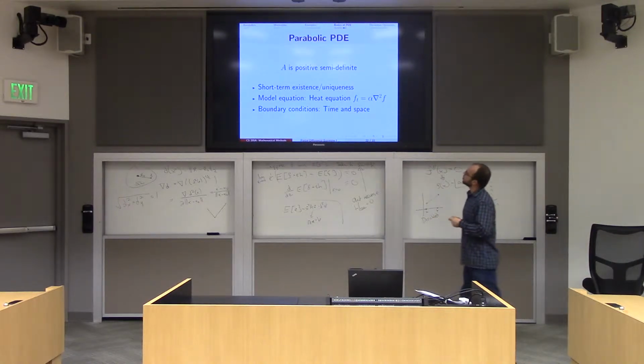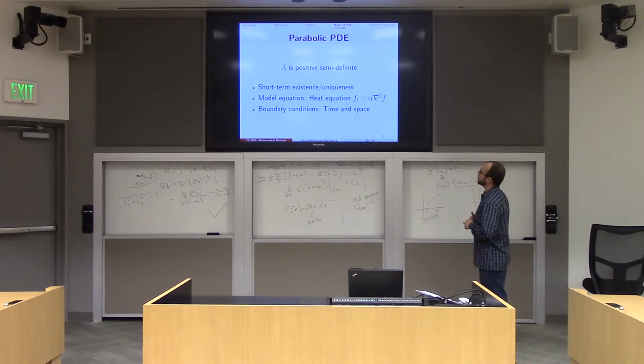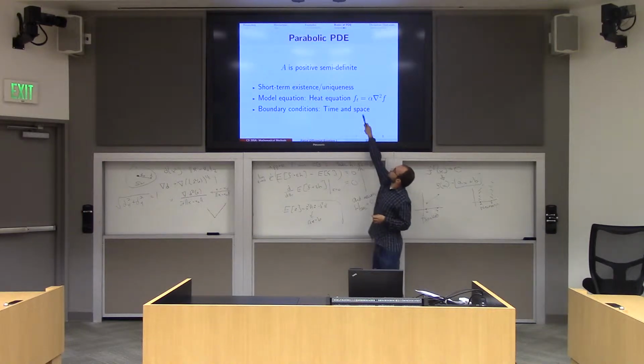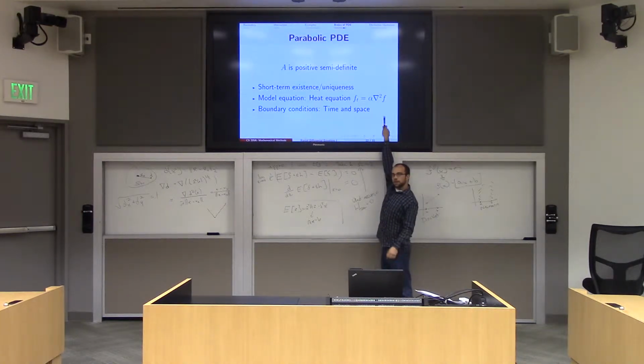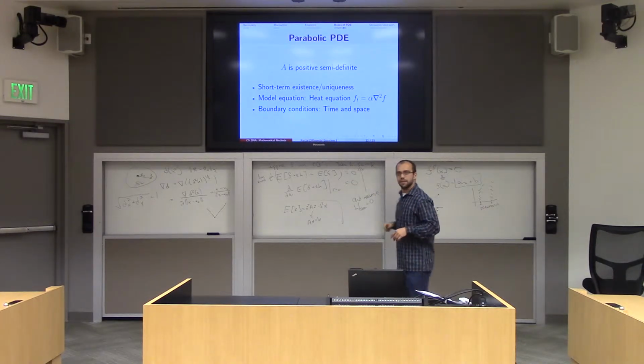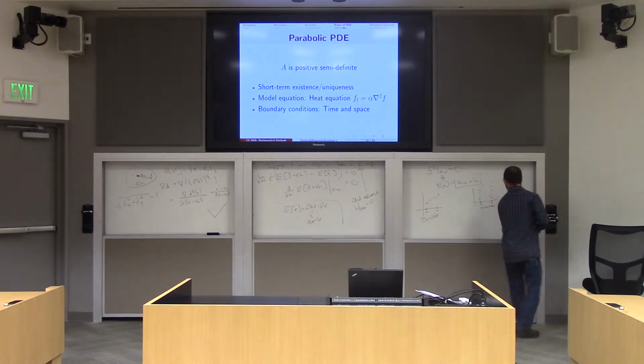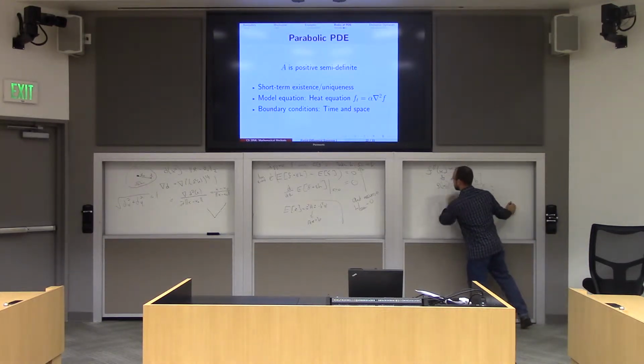Now the model equation for parabolic PDE is the heat equation, which says that the derivative of a function in time is proportional to its Laplacian. Right? And this equation is governing how heat diffuses over a domain. Why does that make sense? Well, let's draw a little picture to find out.